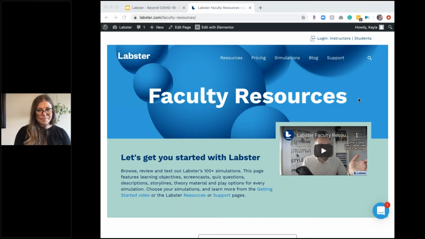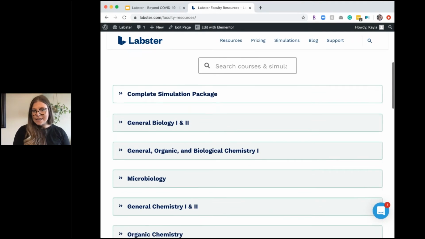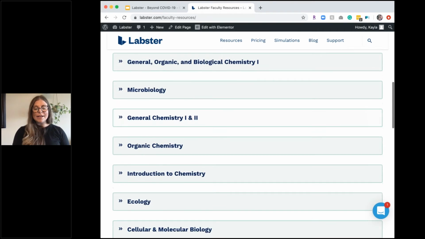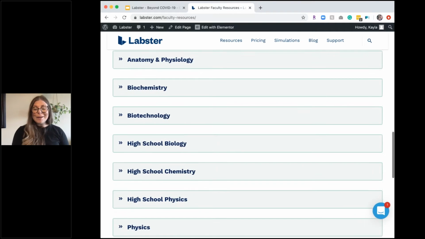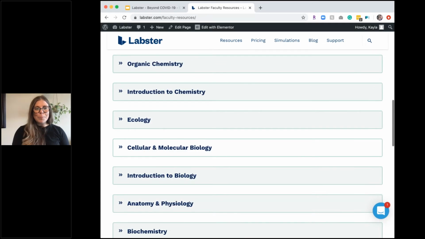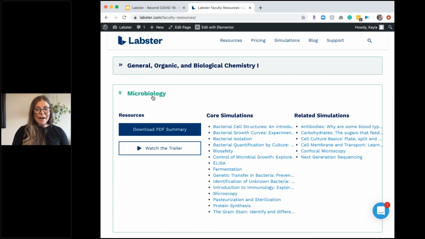So if you're scrolling through our offerings, you'll see that these are organized by subject area. There's quite a bit here. For the purpose of today, I'm going to focus on microbiology, and within microbiology, we can see a few things. First off, the core simulations. These are the more popular simulations that are used in microbiology courses. Related simulations, these are simulations that might fit depending on the structure of your particular course. We realize each course is unique.